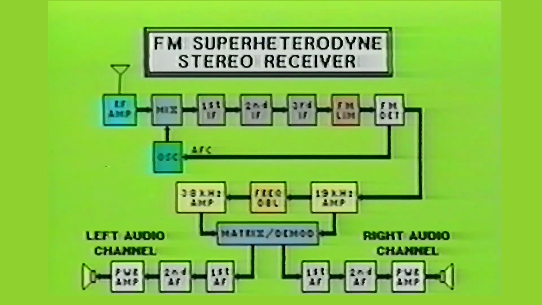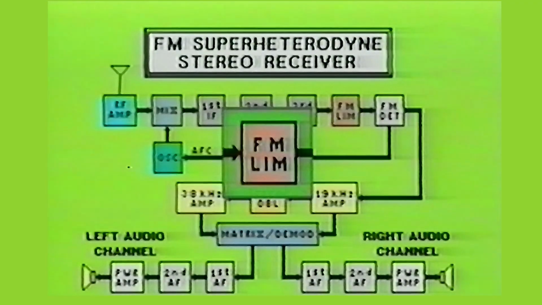Next, the signal is fed into the FM limiter stage. Not all FM receivers will contain this stage. The primary function of the stage is to clip and smooth out any amplitude variations which may exist in the FM signal.